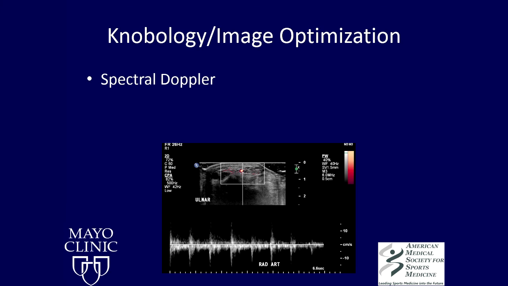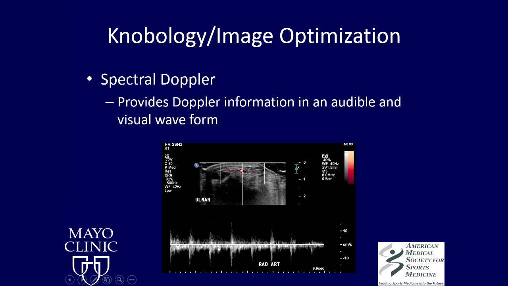Spectral Doppler involves placing this trace over the area of flow that you're interested in, and it will detect some of the flow characteristics, and it provides an audible and visual waveform, so you can determine if something is arterial or venous or is associated with your vasculature at all.